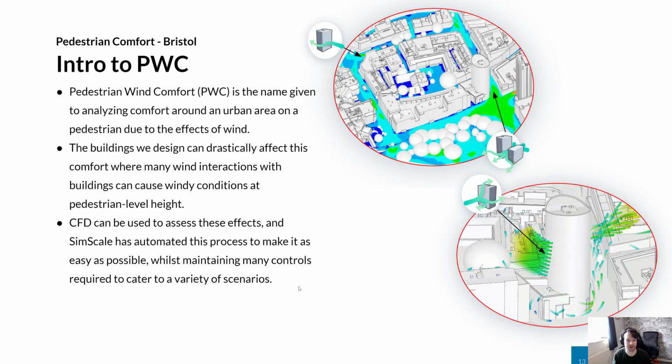Pedestrian wind comfort is the name given to analysing comfort around an urban area on a pedestrian due to the effects of wind. The buildings that we design can drastically affect this comfort, where many wind interactions with those buildings can cause windy conditions at pedestrian level. And CFD can actually be used to assess these effects, and SimScale has automated this process to make it as easy as possible whilst maintaining many controls required to cater to the variety of scenarios. And we'll show you how we do that in the next couple of slides.